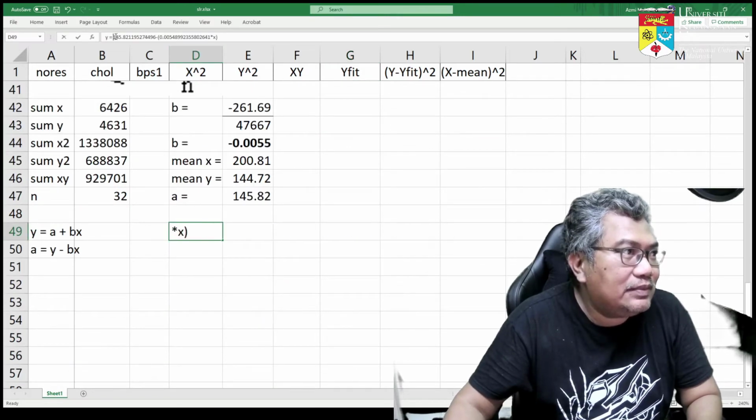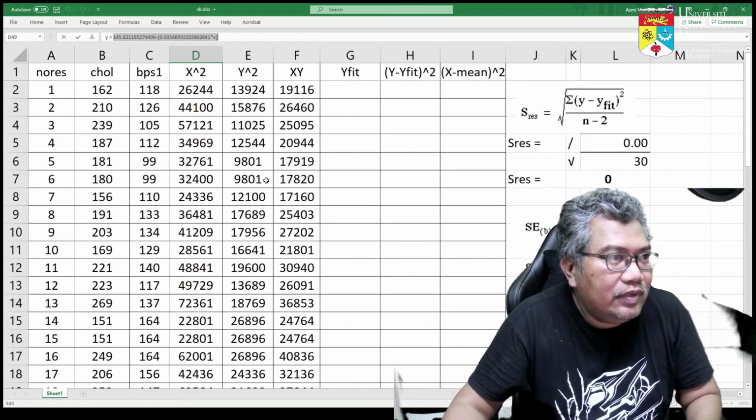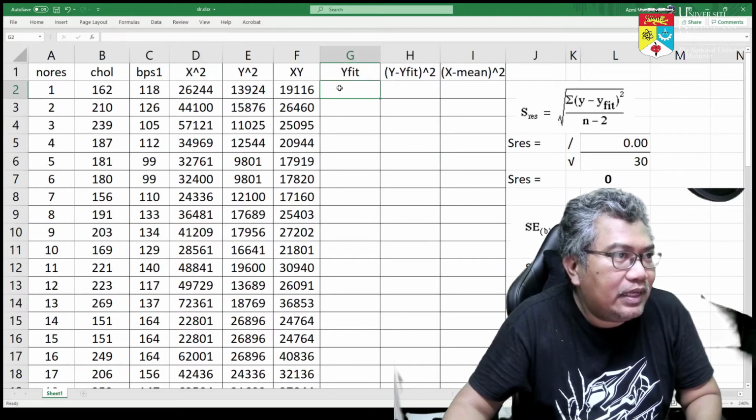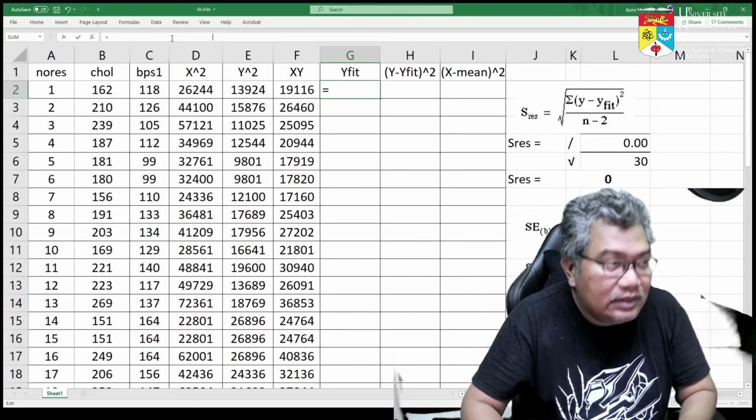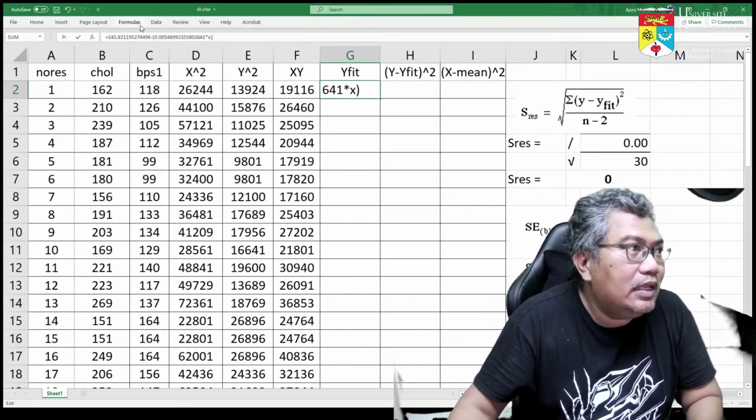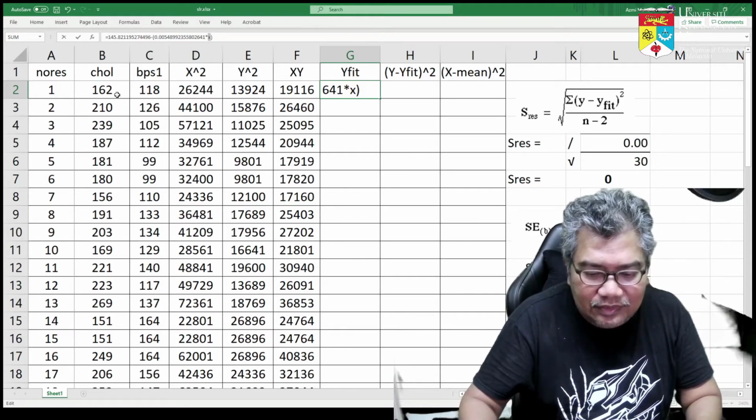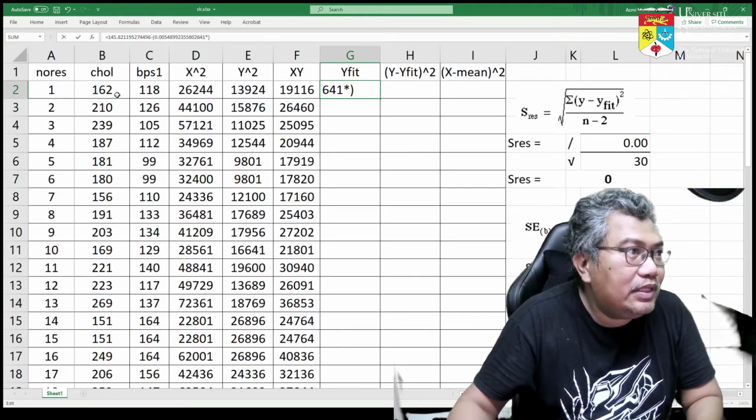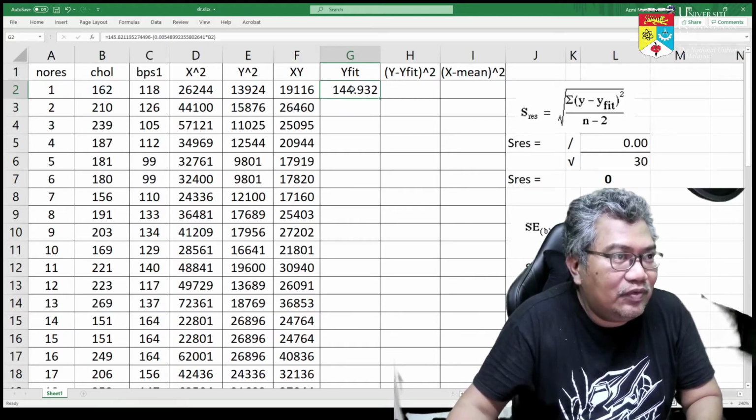We copy the last part, Control C. We go up to the top part, put equals, then paste. Now we have this x. The x we have to change to become the value of x. For x here is the cholesterol, so we're going to put in B2. We press enter and we get the value of the Y fit.